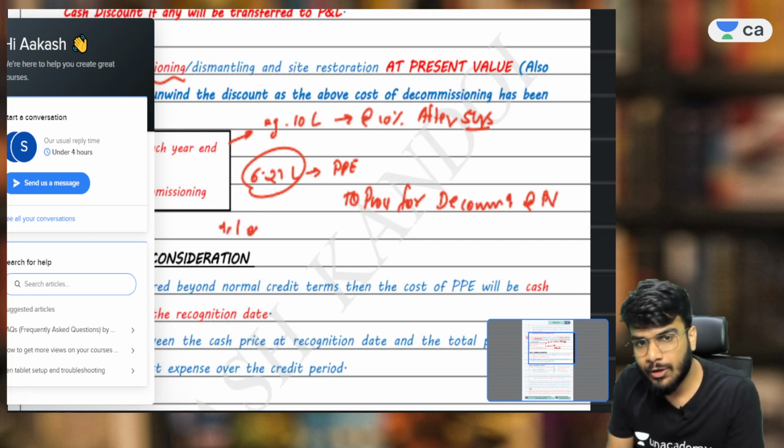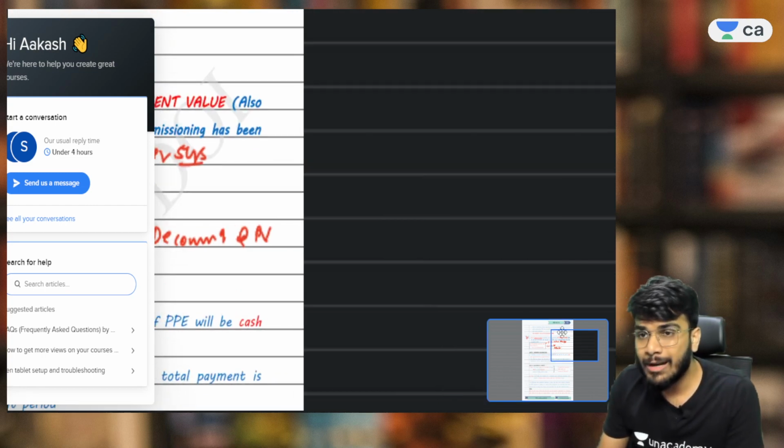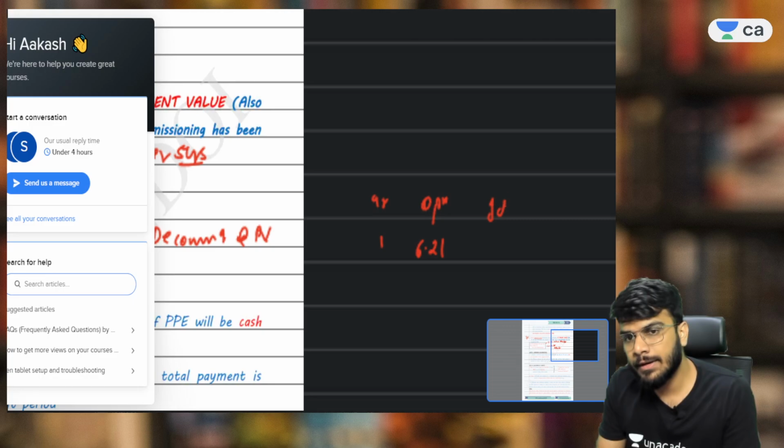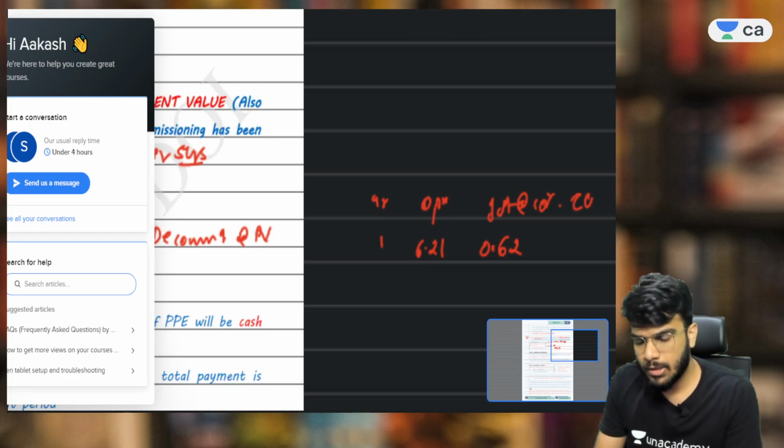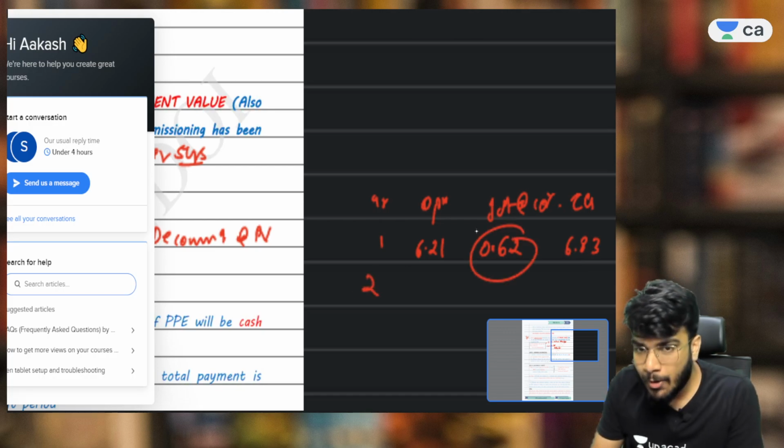Now, once this is recorded at present value, you have to do unwinding of this amount at each year end. So at the end of year 1, how will you calculate the amount of unwinding? We have to prepare a small table. Year 1, what is the opening balance? 6.21. What is the interest at the rate of 10%? It will be 0.62, right? What will be the closing balance? It will be 6.83, right? So this is the amount of unwinding.